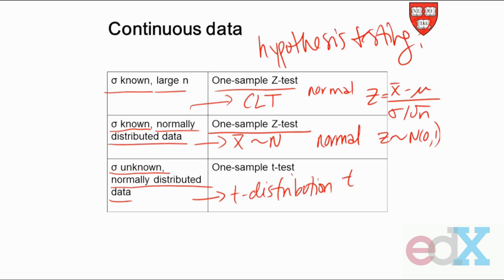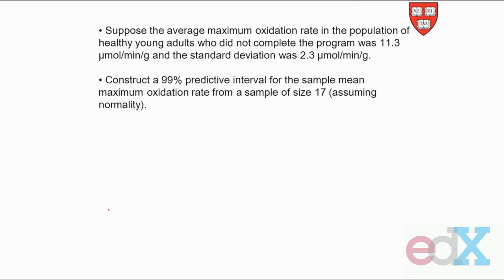And again, we saw that t, which is equal to x bar minus mu divided by s over the square root of n, is then going to follow a t-distribution with n minus 1 degrees of freedom. So hopefully this clarifies the different scenarios that you can end up in, and you can figure out then what test you should do. Now let's go ahead and do an example.